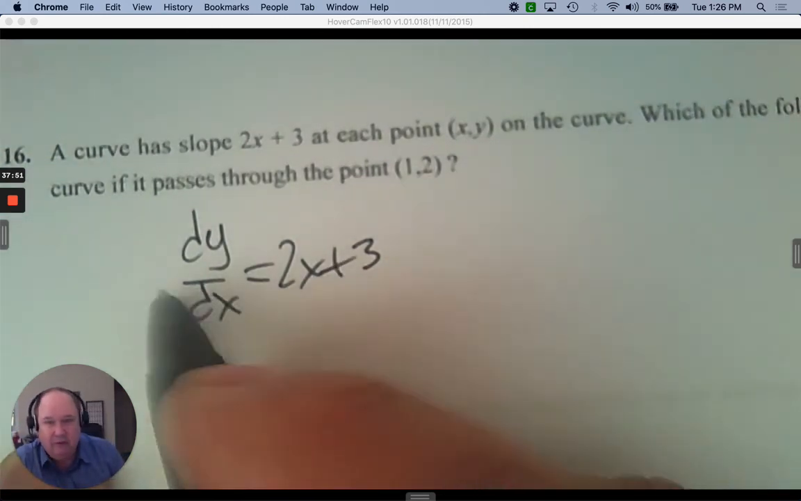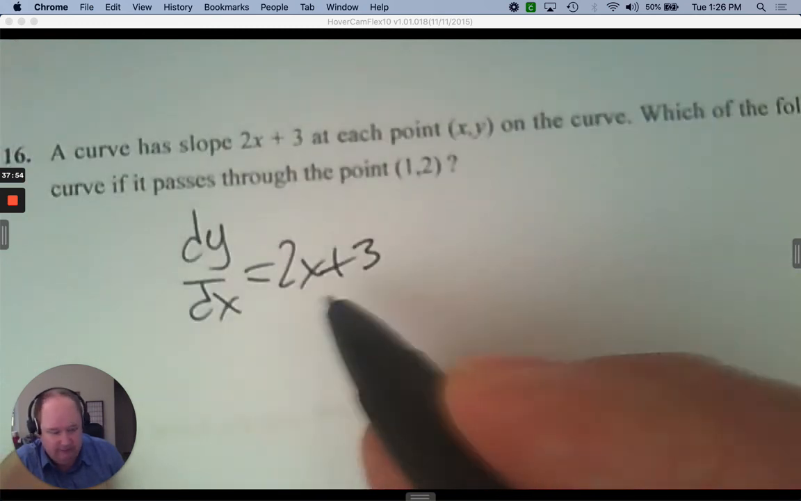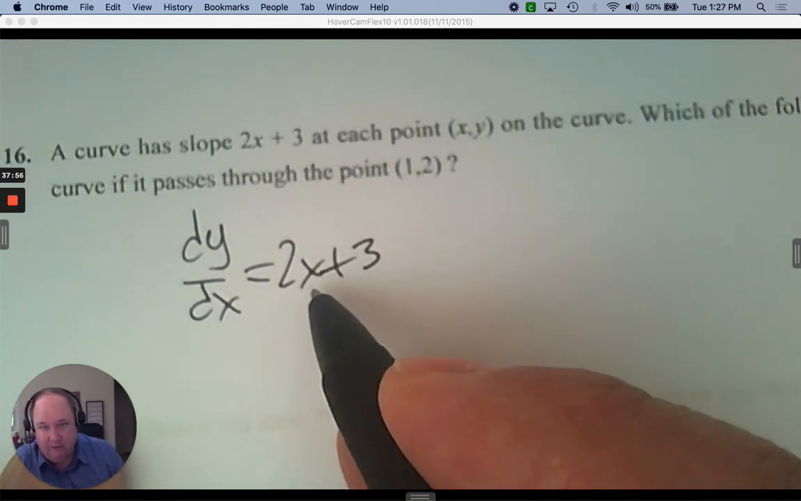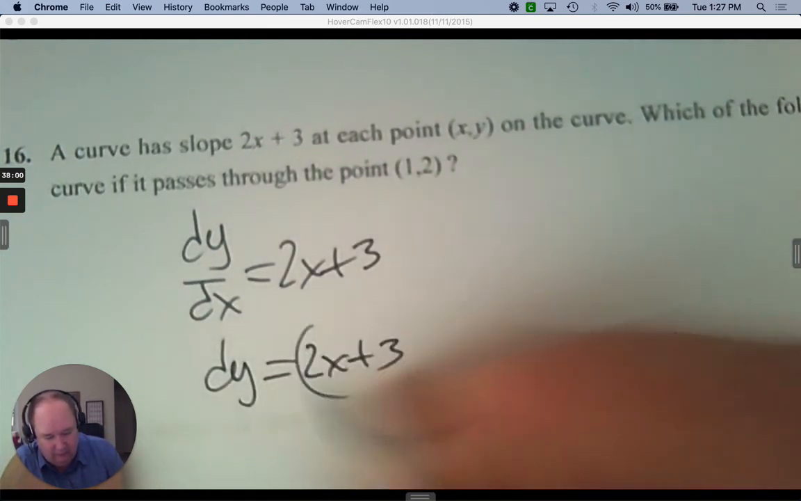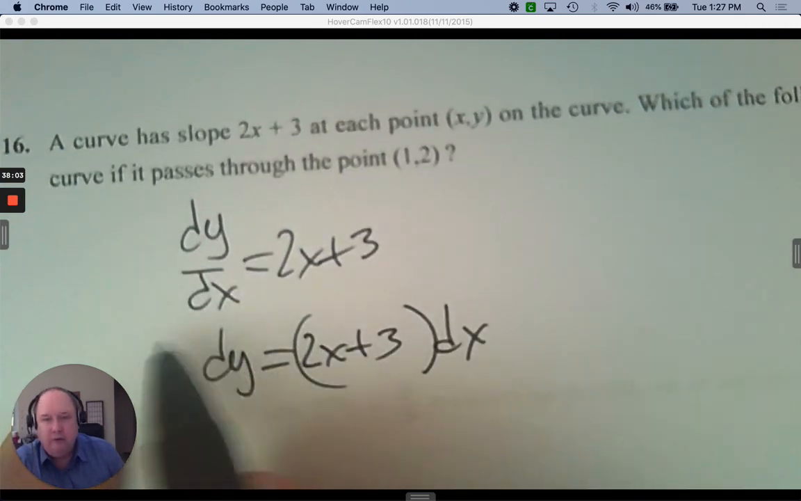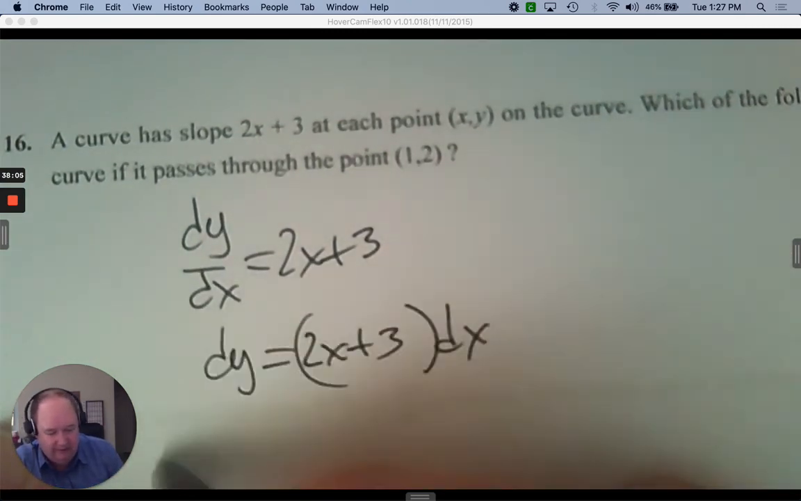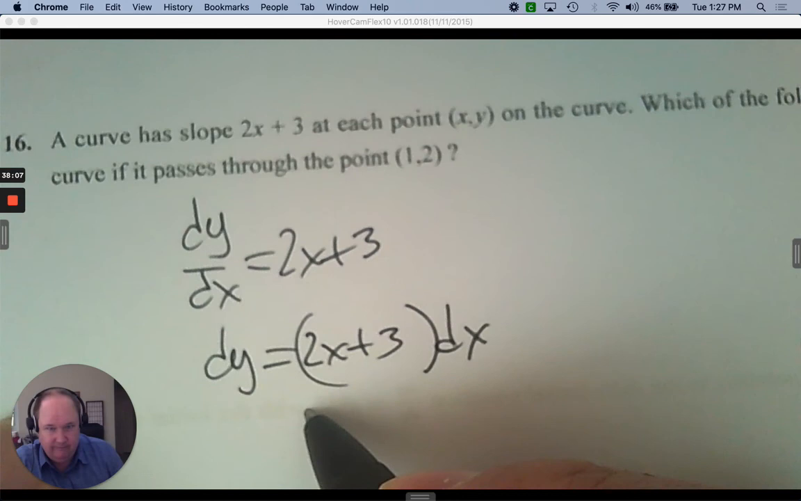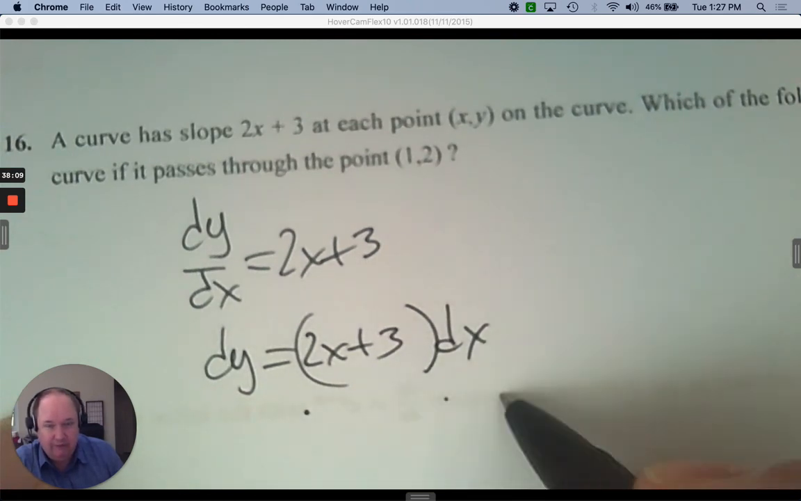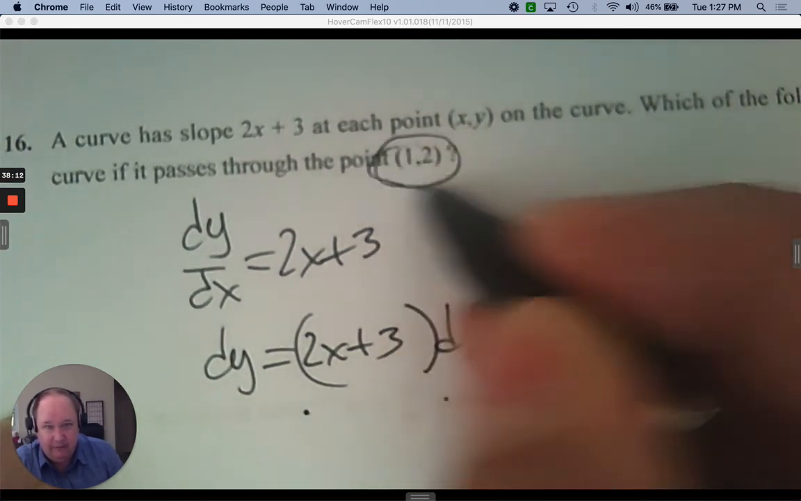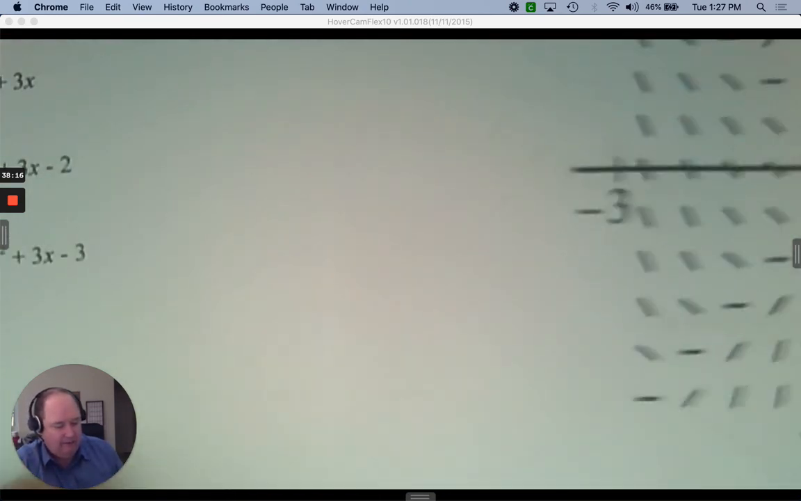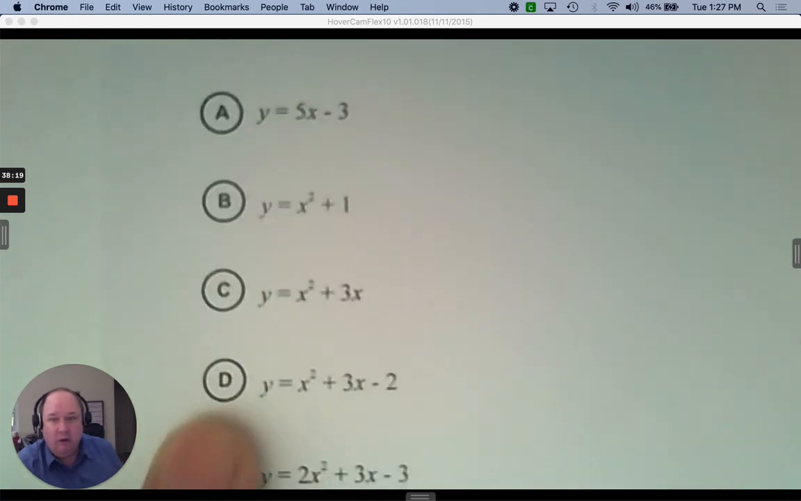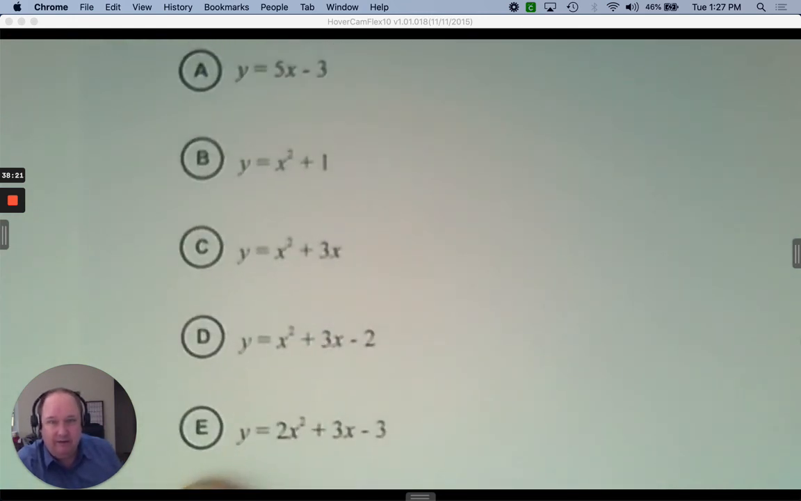So I need you to solve this diffie-q. That means you separate the variables and you do the antiderivative. So I'm going to believe you that you can do this. So you separate the variables. It's already separated. Do the antiderivative and make sure it's plus c. And then plug in to find what c equals. And then keep going to get y by itself. And then find out which one of these is the solution to it when you do the work.